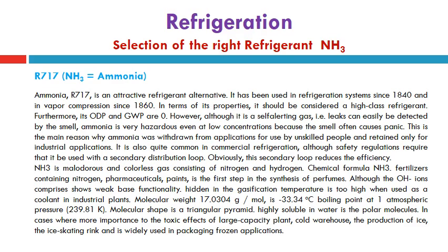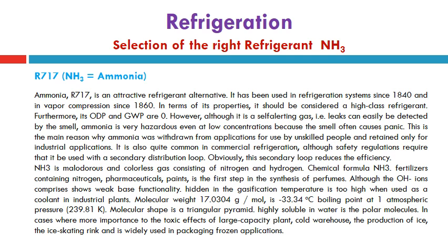Ammonia, which is named R717, is an attractive refrigerant alternative. It has been used for refrigeration systems since 1840 and in vapor compression since 1860. In terms of its properties, it should be considered a high-class refrigerant. Furthermore, its ODP and GWP are zero. Also, its gas leaks can easily be detected by the smell. However, ammonia is very hazardous even at low concentration because the smell often causes panic.